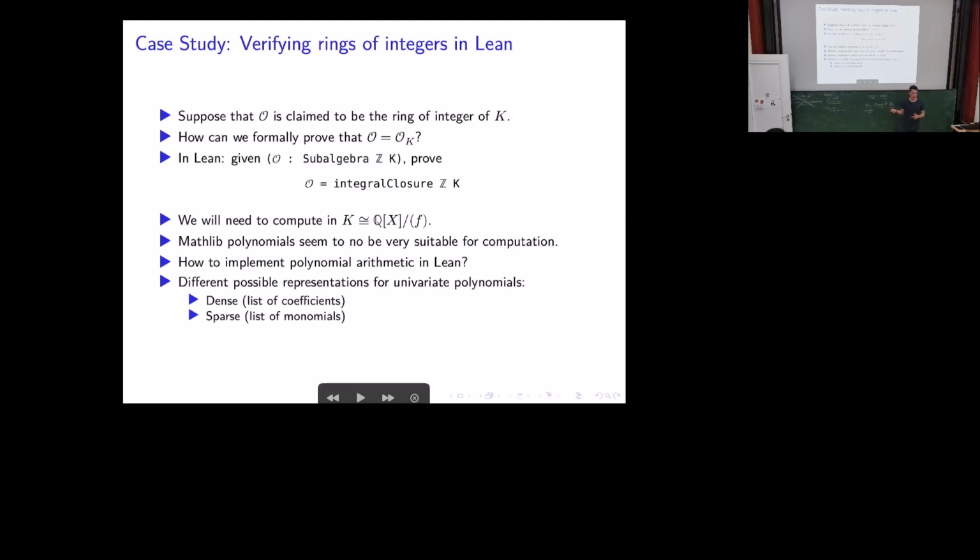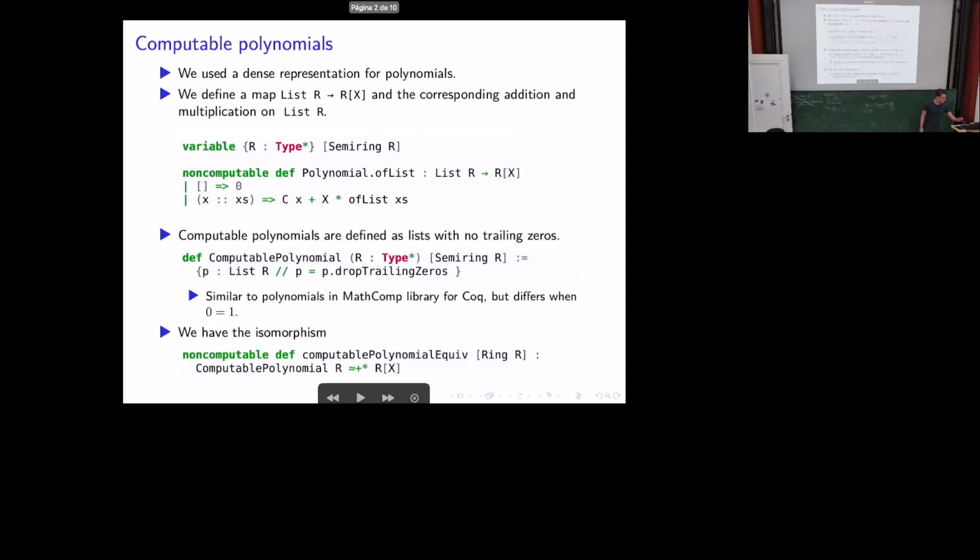And so there was a work group 2 weeks ago working on implementing sparse polynomials in Lean. But for our purposes, we used a dense representation for polynomials because we don't really deal right now with very big degree polynomials, and we have no reason to expect them to be sparse. What we do is we will define polynomials as just the list of the coefficients.